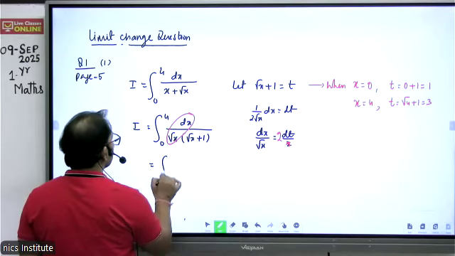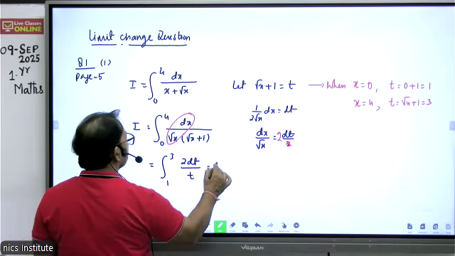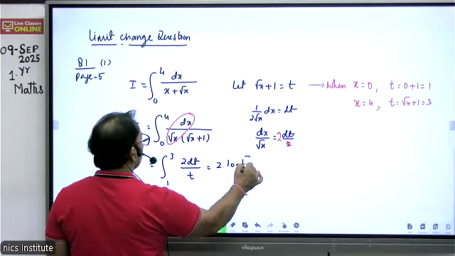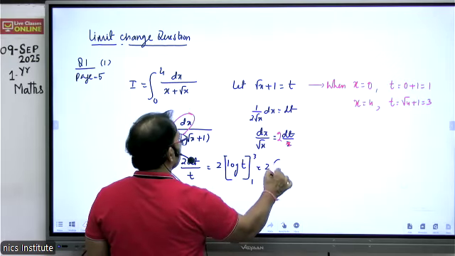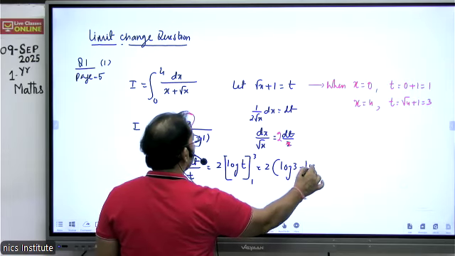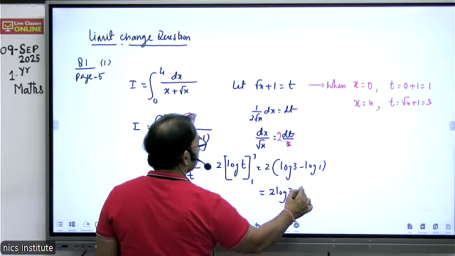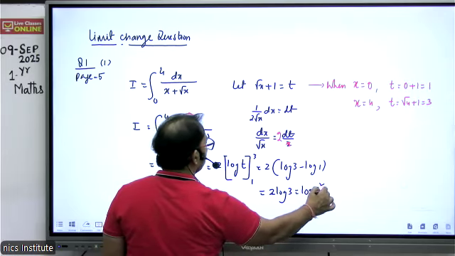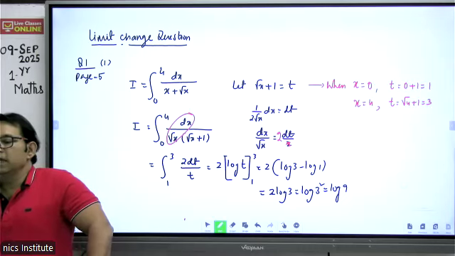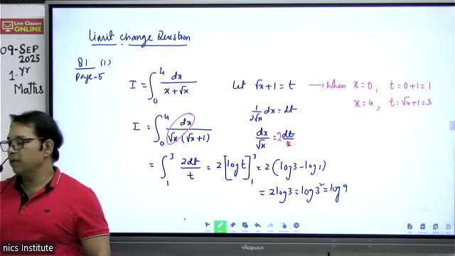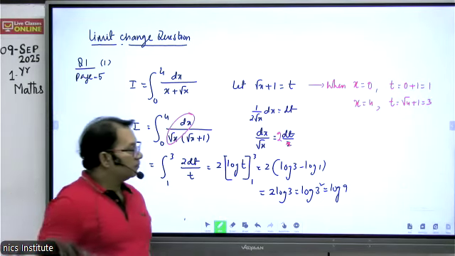So once you change the limits, the question is integral 1 to 3, 2 dt divided by t. 2 is out. Integration of 1 by t is log t, and the limits 1 to 3. Twice upper limit minus lower limit. Log 1 is always 0. So the answer is 2 log 3 or log 3 square or log of 9. So these are the limit change questions where you change the limit and as a result, once you integrate it, you put those limits.